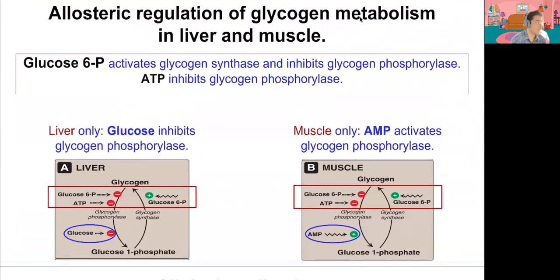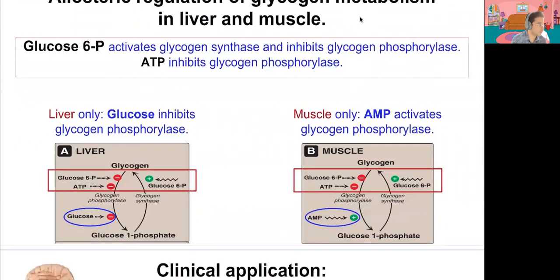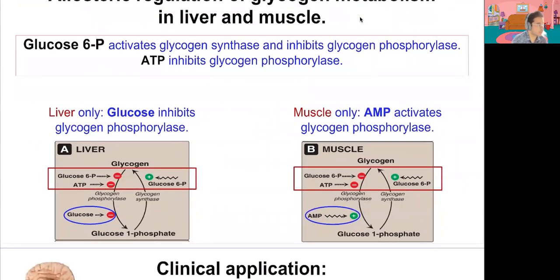Glucose 6-phosphate activates glycogen synthase, inhibits glycogen phosphorylase. ATP inhibits glycogen phosphorylase. So you guys can run through this. It makes sense ultimately because think about it this way, you want to either store or you want to use up, right? AMP wants you to start using up your glycogen stores so that you can make the sufficient levels of products to keep your muscles active and functioning.